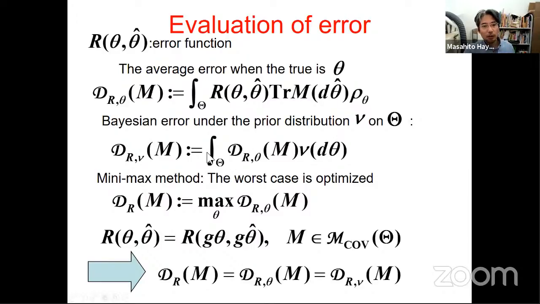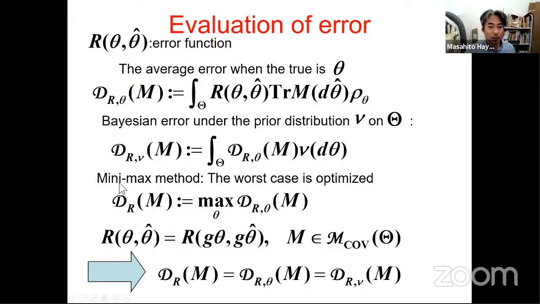Then we need to take the average with respect to the unknown parameter theta. In that situation, we assume a prior distribution on theta. So depending on theta, we take this average. Then we focus on this quantity. So we want to minimize this quantity in the Bayesian setting.